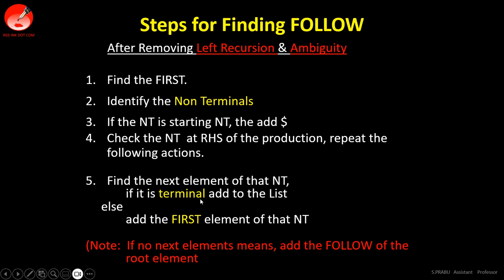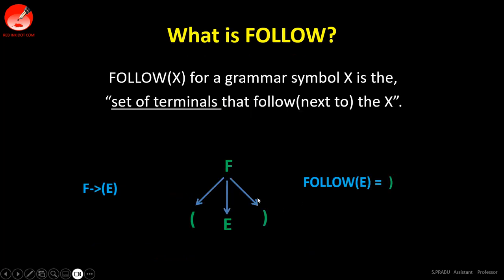If the next element is a terminal, you can directly add it. Otherwise, if the next element is a non-terminal, you should find the first of that non-terminal and add it to the follow of that non-terminal. If there is no next element, in that situation, you can add the follow of the root element. Take this example, follow of capital E is close bracket.